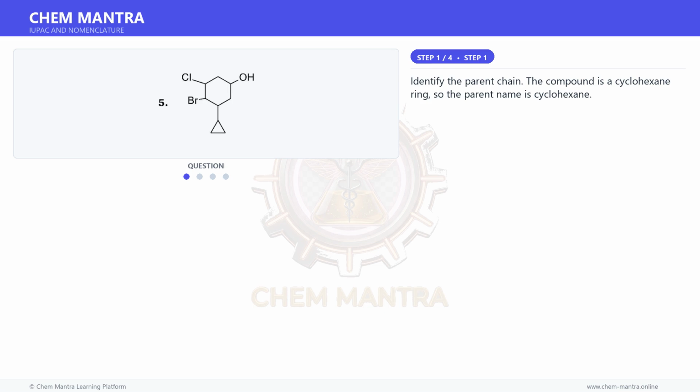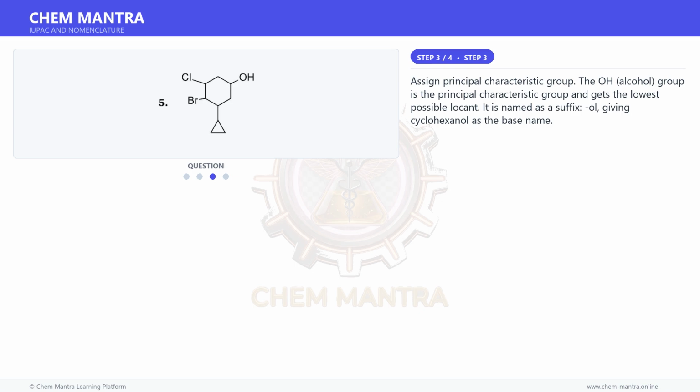Identify the parent chain. The compound is a cyclohexane ring, so the parent name is cyclohexane. Moving on to the next step. Identify all substituents. Looking at the structure, there is a hydroxyl group, a chlorine, Cl, a bromine, Br, and a cyclopropyl group attached to the ring. Moving on to the next step.